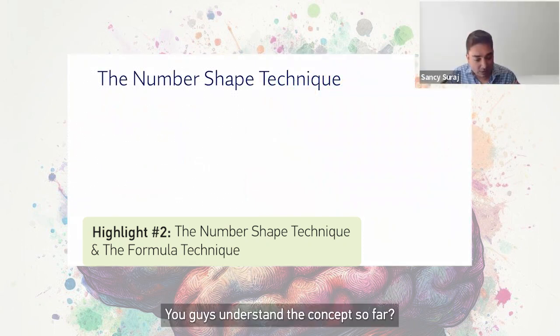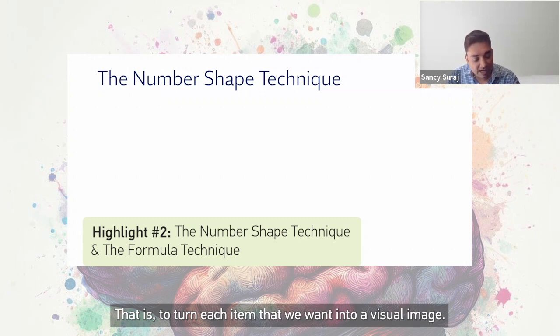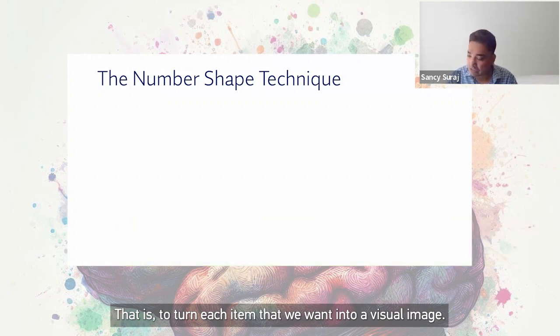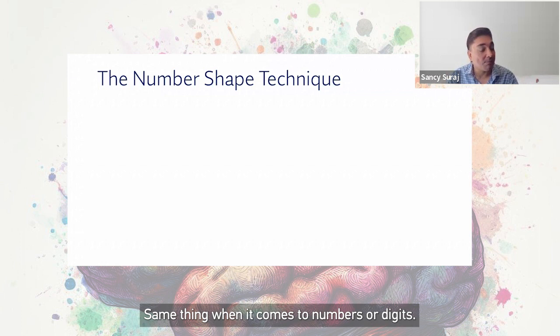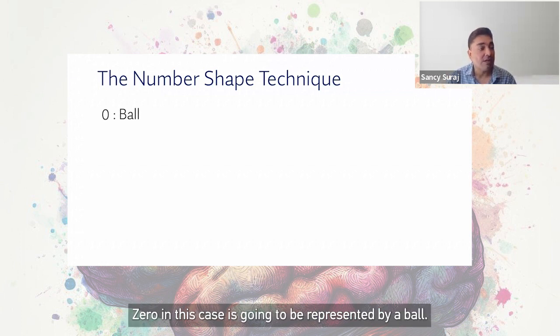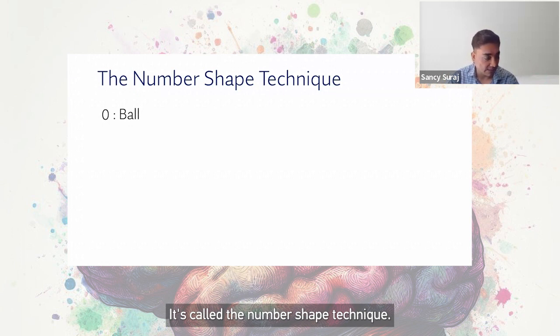Do you guys understand the concept so far? That is to turn each item that we want into a visual image. Same thing when it comes to numbers or digits. 0 in this case is going to be represented by a ball. It's called the number shape technique.